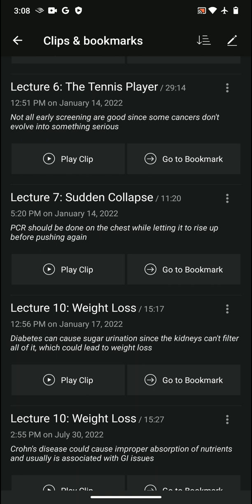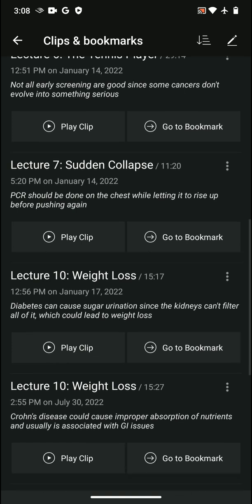CPR should be done on the chest while letting it rise up before pushing again. Just how to do CPR. The important part is to let it rise, because if not, there's no point of air coming in.